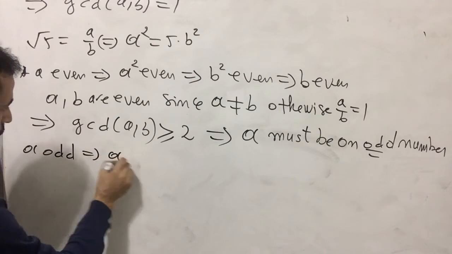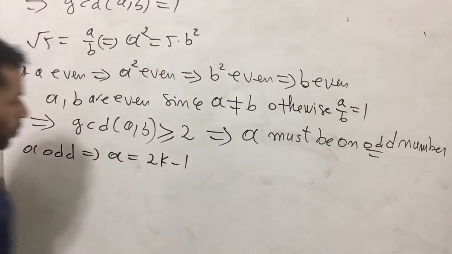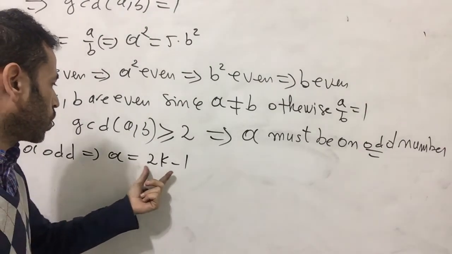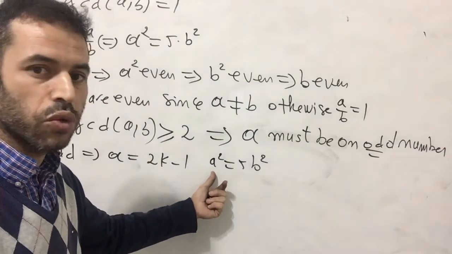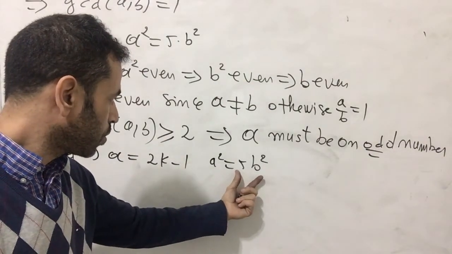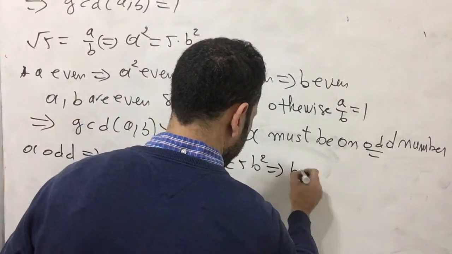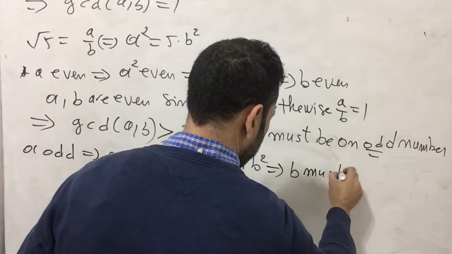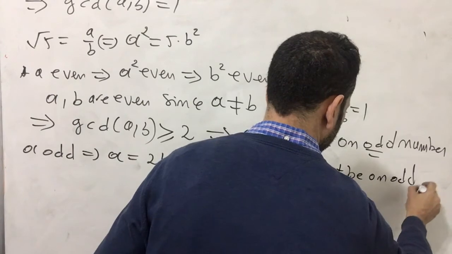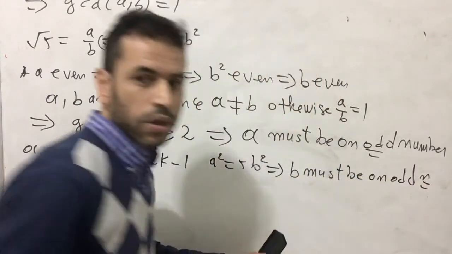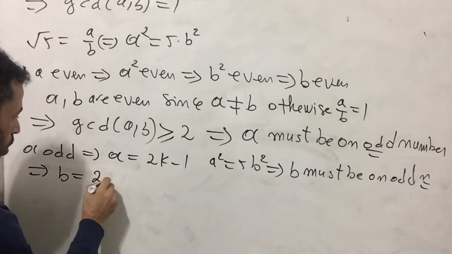This implies a can be written in this form: a equals 2k minus 1. You can write it as 2k minus 1 or 2k plus 1. Since a is an odd number, that means a square is an odd number as well. So that means 5b square is odd. This implies b must be an odd number. This implies b can be written in this form: 2l minus 1.